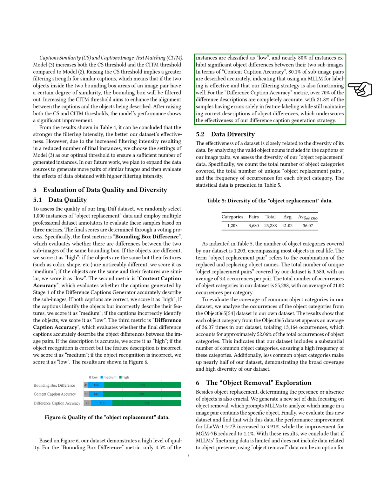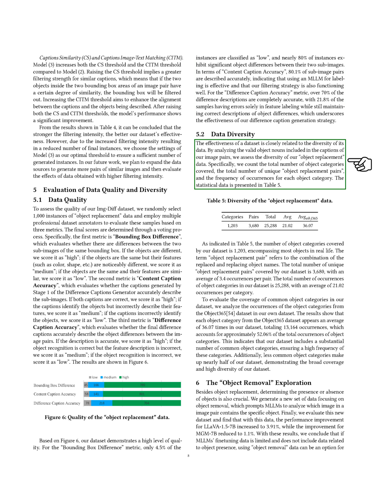Section: Data diversity. In this section, we examine the importance of data diversity in our dataset. We analyze the valid object nouns found in the captions of our image pairs to evaluate the diversity of our object replacement data. We count the total number of object categories, unique object replacement pairs, and how often each object category appears.